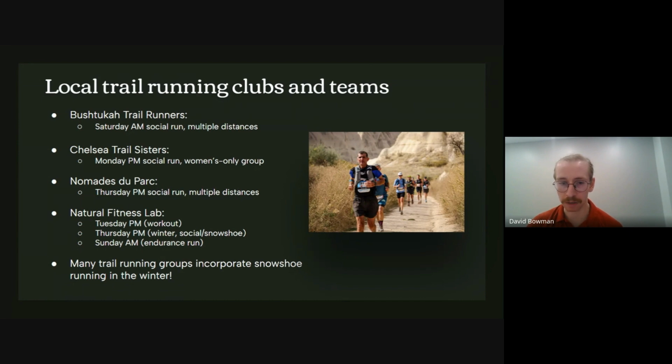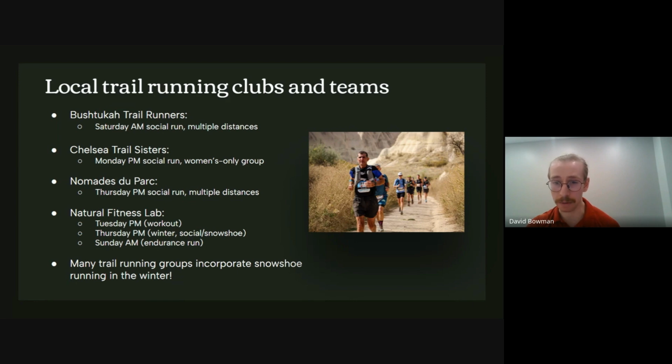They do a couple of different distances. Some are 5 or 10 kilometers in length with some mixed pace groups. I will say that they tend to shut down as we get into the colder months, and they'll be picking things back up again in the spring. But the next group that I'm going to talk about, Natural Fitness Lab, has actually added another Thursday night run to accommodate for this slowdown in Nomad du Parc.